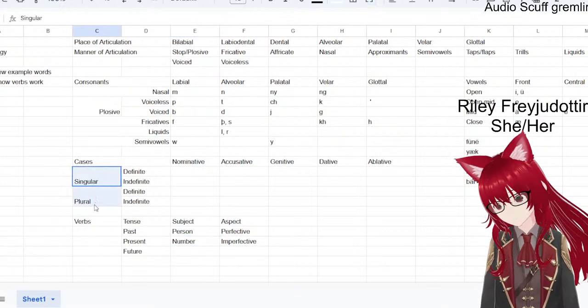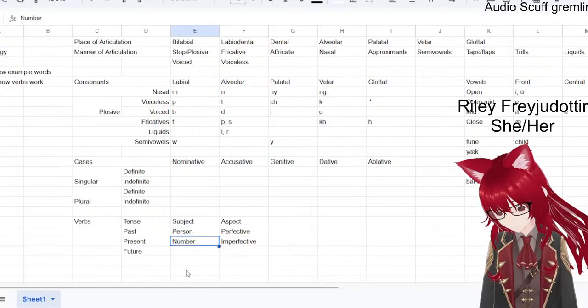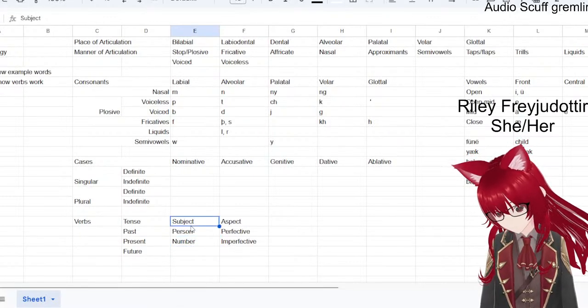Person and number: number just says singular or plural. Person means first, second, or third person. Then the subject marking. Let's see.